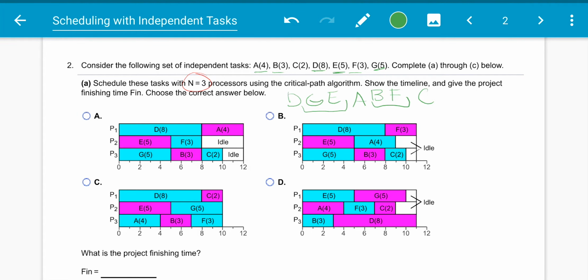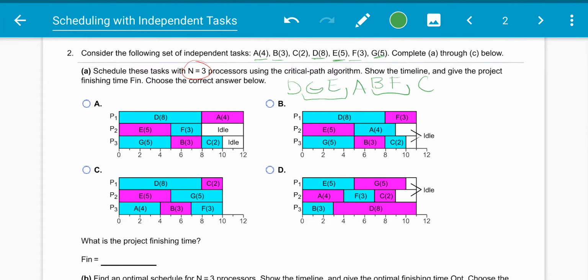So if we're doing critical path, it doesn't matter which way we go. We're just going to start from the biggest and go to the smallest. So obviously we're going to start with D. There's D, D, and D. This one we didn't start with D, so we can go ahead and eliminate that one. The next thing we're looking at is G and E. So we're going to start E and G, E and G. This one does not have E and G, so we'll eliminate that one.